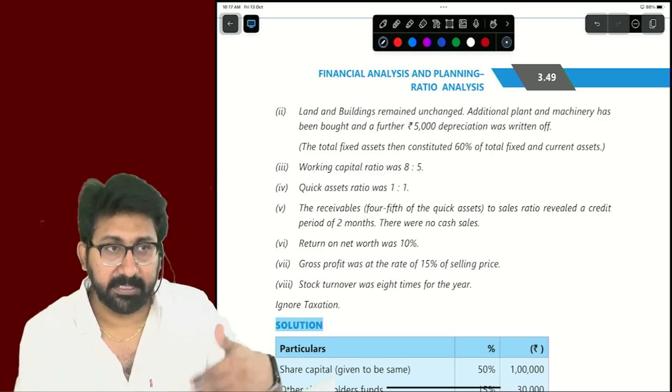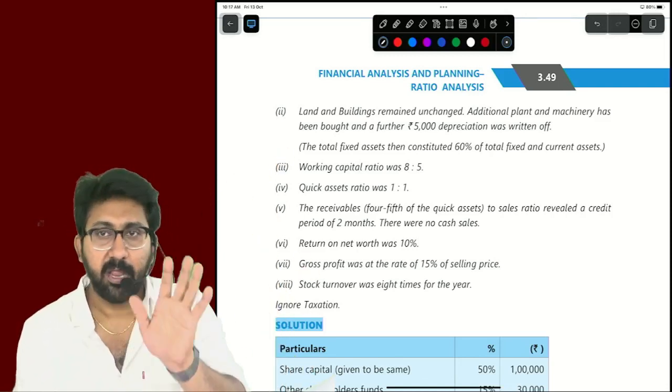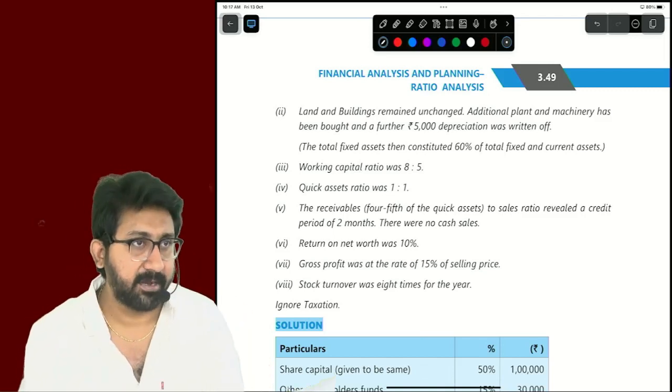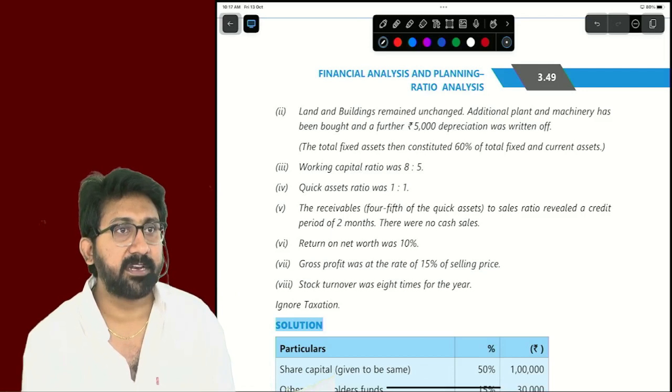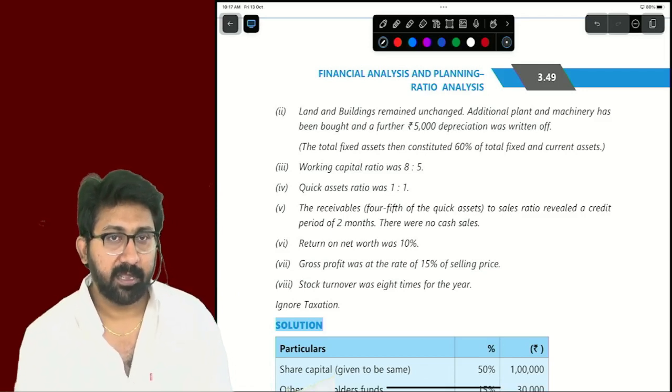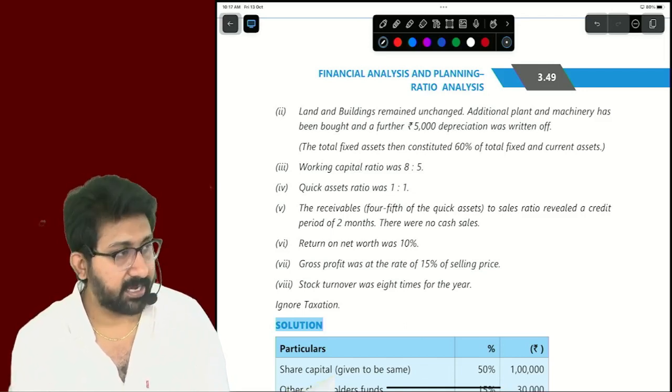Additional plant and machinery has been bought and a further 5,000 depreciation was also written off. So additional depreciation is how much? 5,000. Is it reflected in that balance sheet or not reflected? Not reflected. Now we have to reflect that. It's like a rectification of errors. You might have seen rectification of errors in accounts. Like that it looks like.